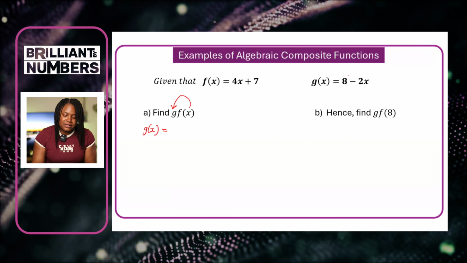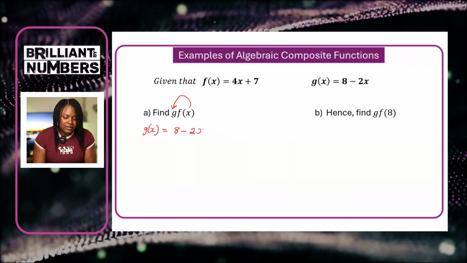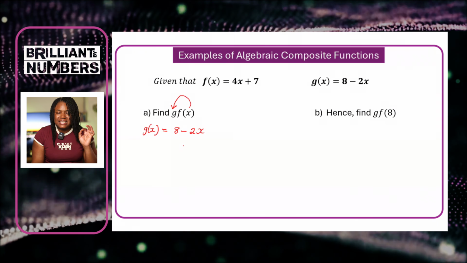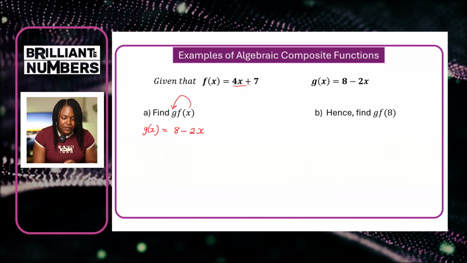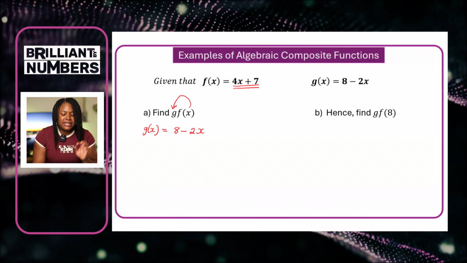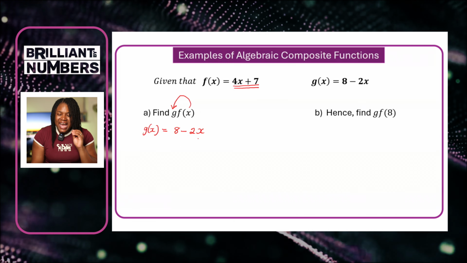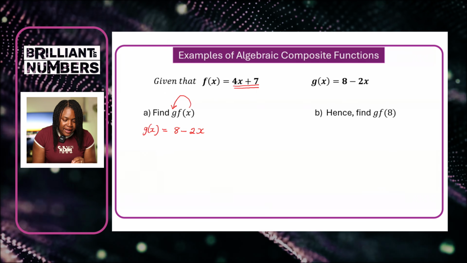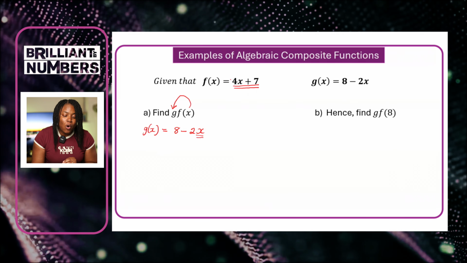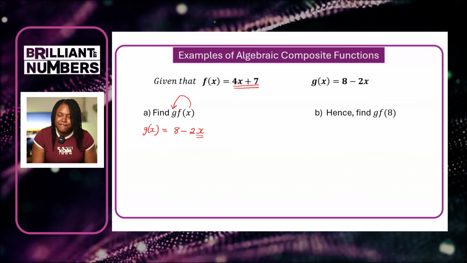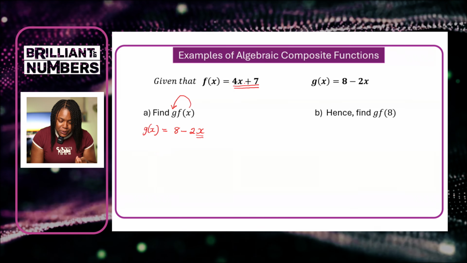So g of x was given to be 8 take away 2x. What this means is that I'm now going to put the value of the function f of x, which is 4x plus 7, wherever x is in g of x. I should replace this x with all of the value of f of x. I'm putting a little more emphasis on this because I know this can be tricky.